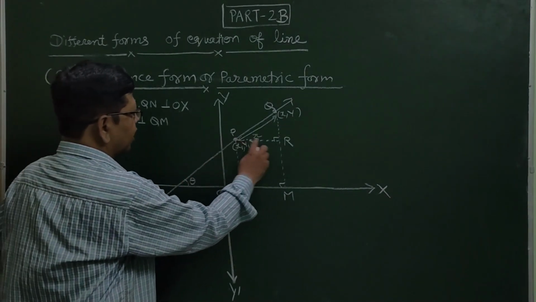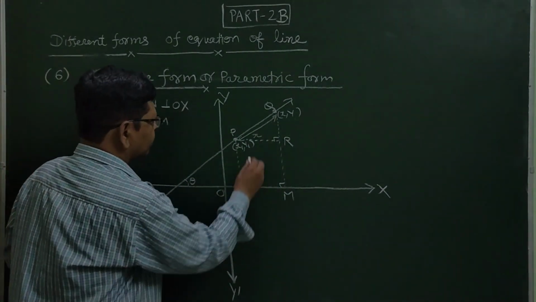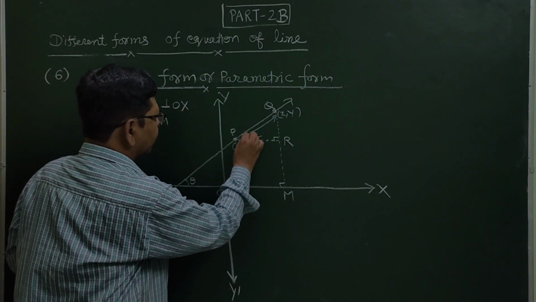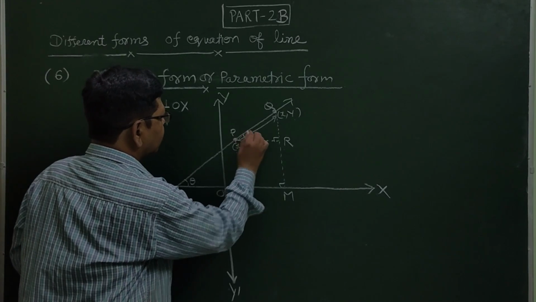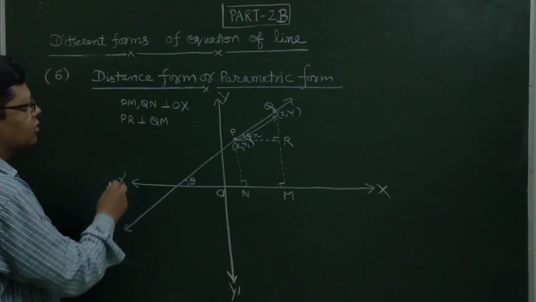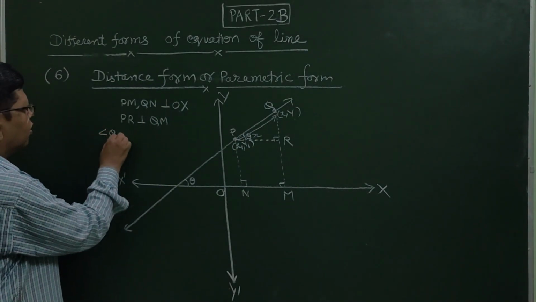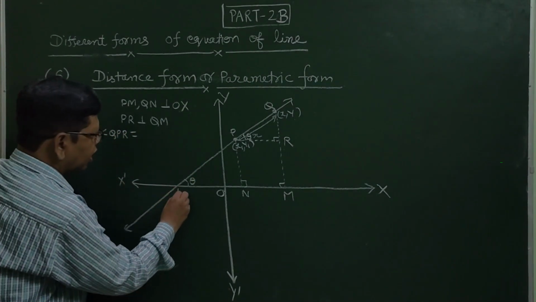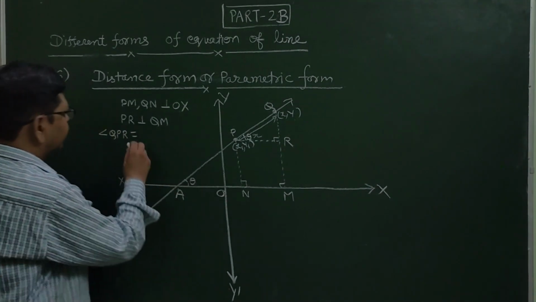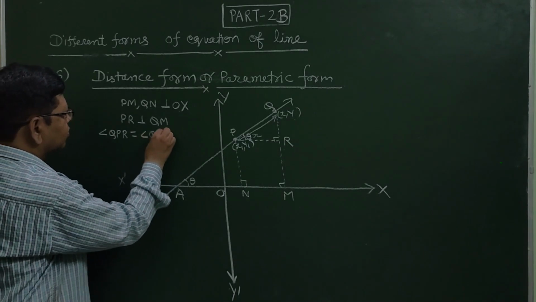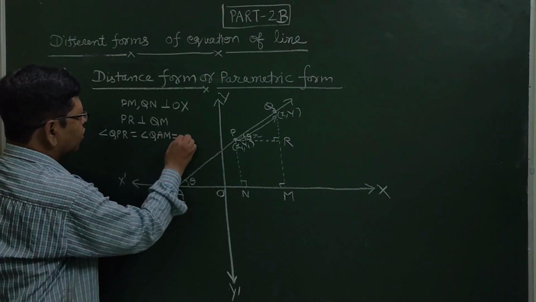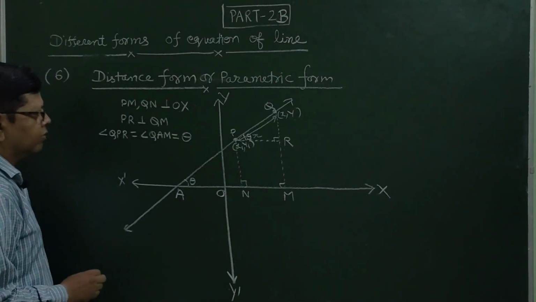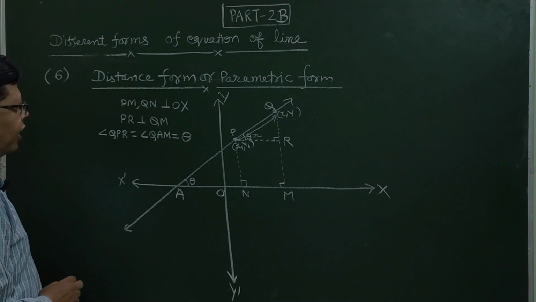Now, since PR is parallel to x-axis, therefore this angle is theta. Angle QPR is equal to angle QAM, which is equal to theta. Corresponding angles.